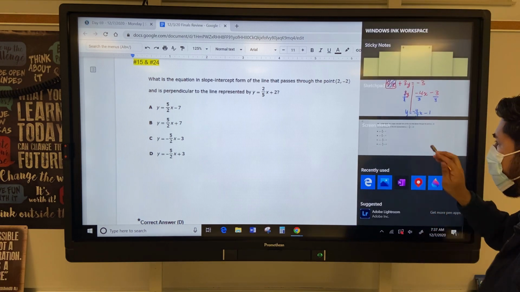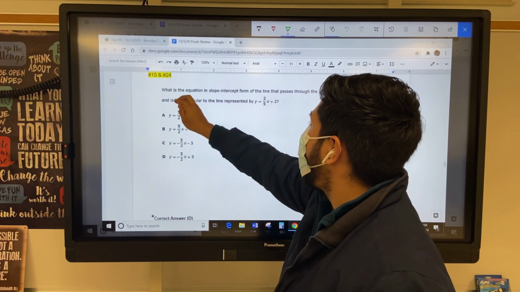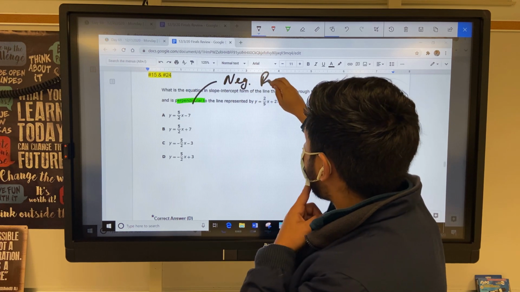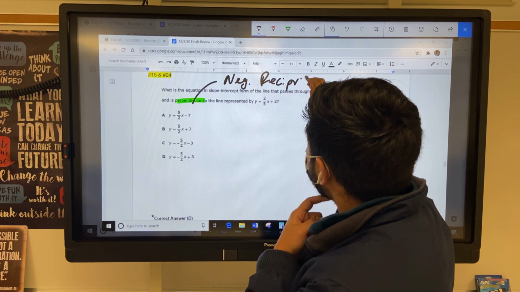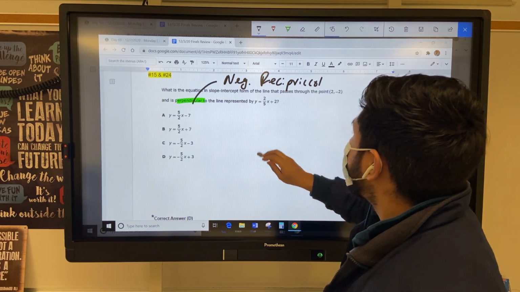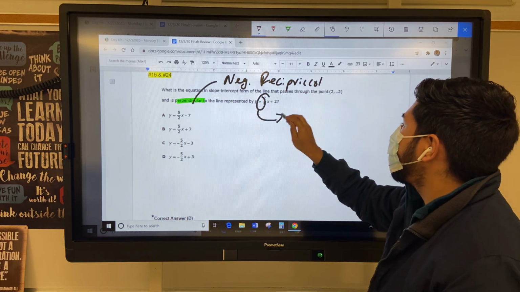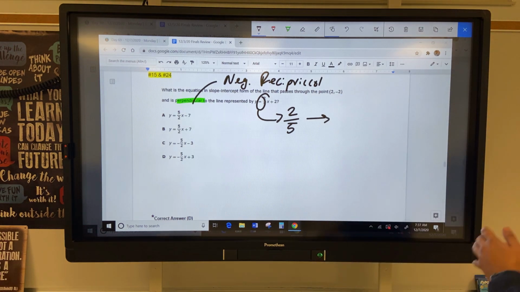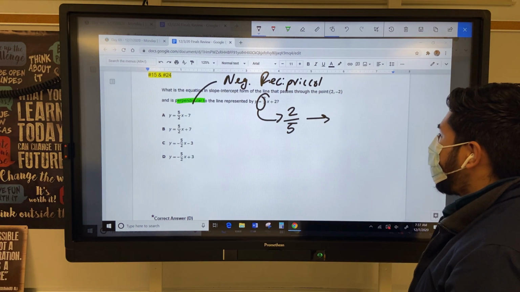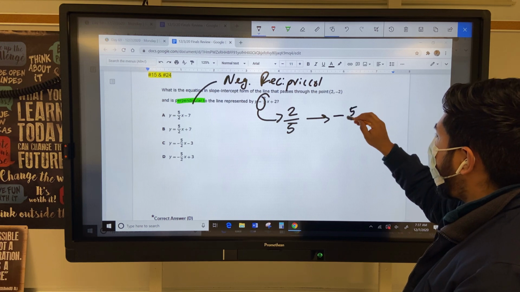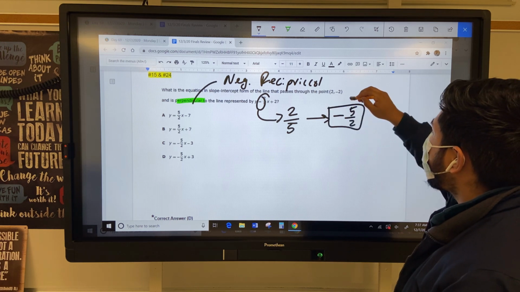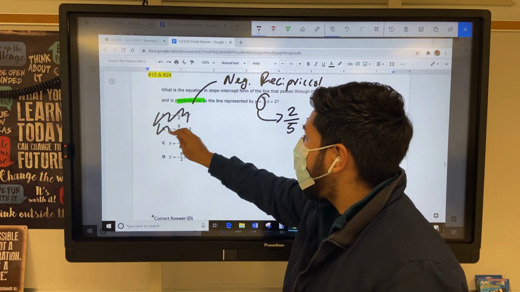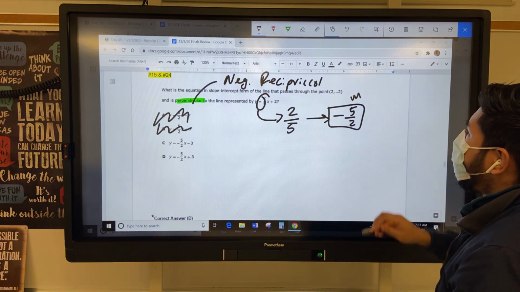Perpendicular. Perpendicular is negative reciprocal. Make sure you take that slope, 2/5. It changes. Gonna flip it and change it from positive to negative. So it turns into a negative 5/2. This is my slope, negative 5/2. Can cross out A and B. So we have C or D.